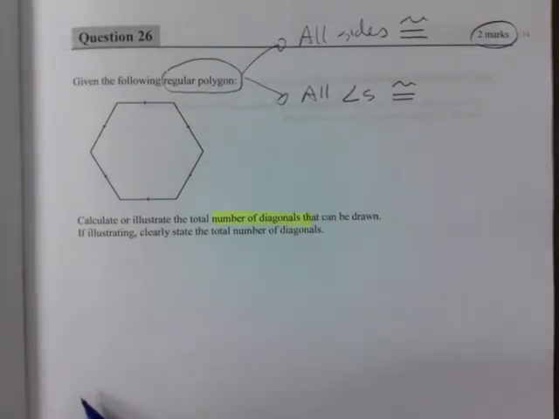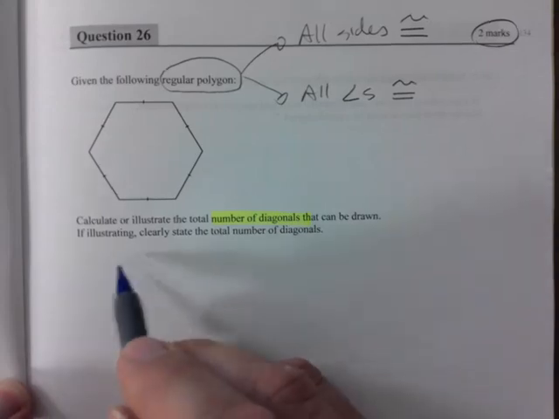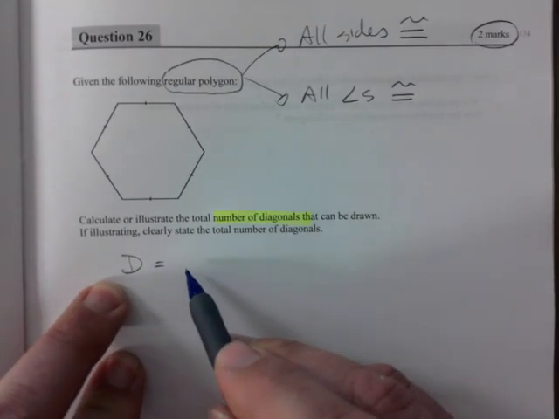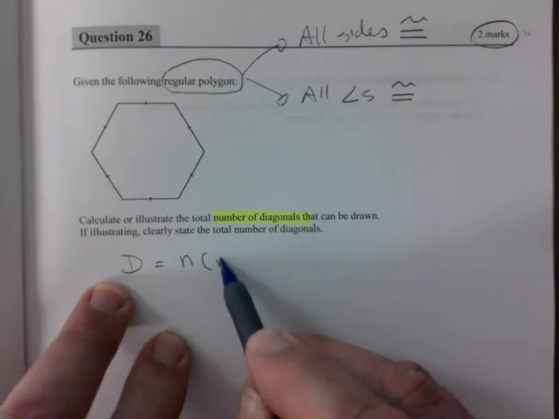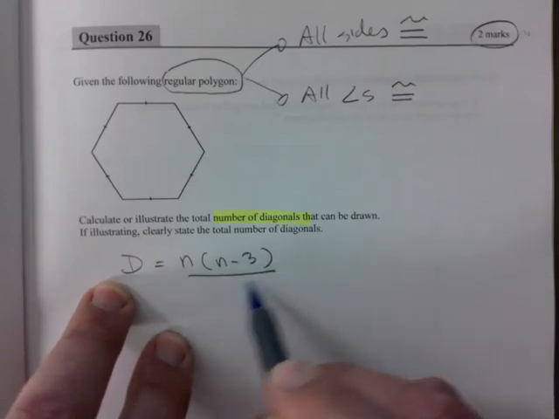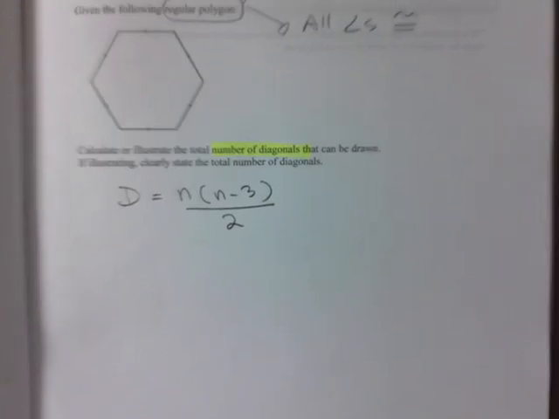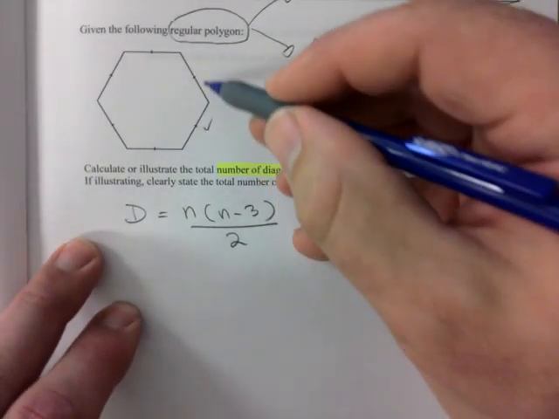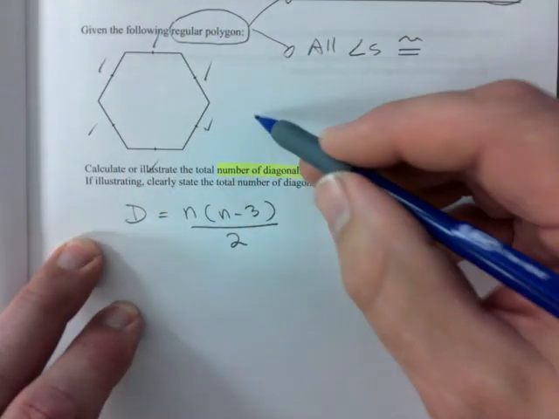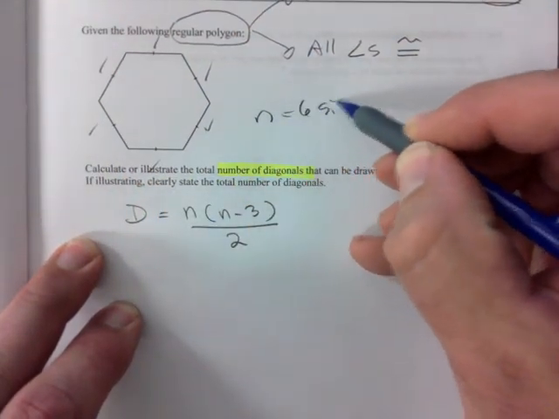Which formula am I going to use for this one? D is equal to n times n minus 3 divided by 2. What's n in this case? 6. 1, 2, 3, 4, 5, 6. 6 sides.